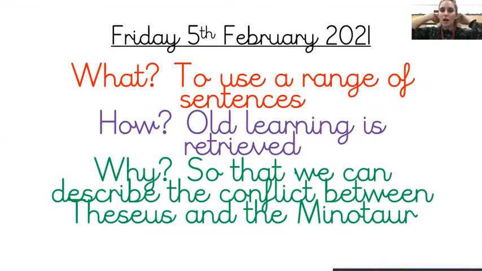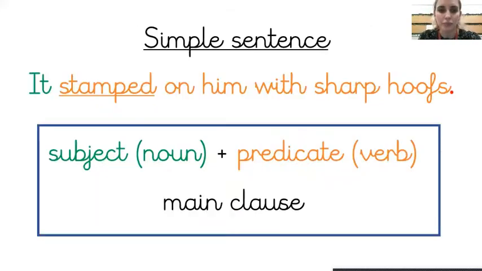So today we are learning to use a range of sentences, simple, compound and complex, how old learning is retrieved and why, so that we can describe the conflict between Theseus and the Minotaur, the bloody battle between our characters. So let's look at each of those sentence types and remind ourselves what the features of each are.